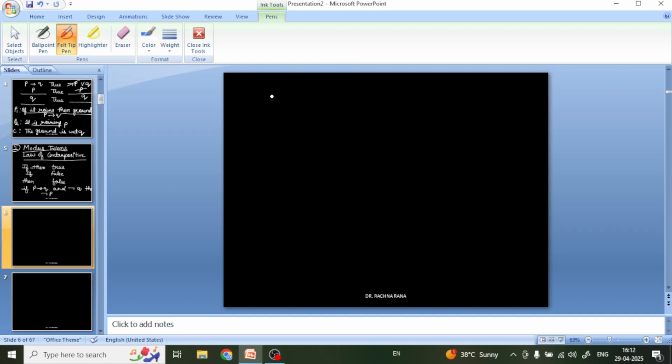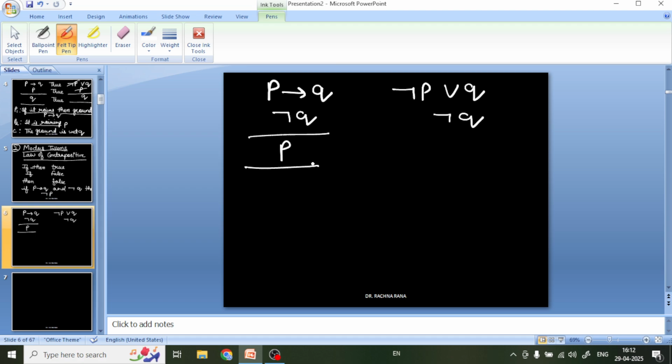How? P implies Q can be written as not P or Q. With not Q, the result will be not P. How? This one cuts with this one and you will find not P.